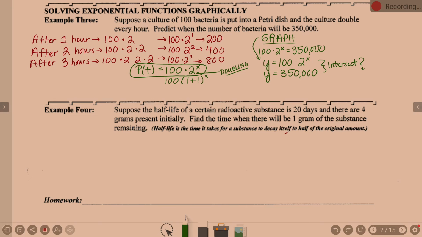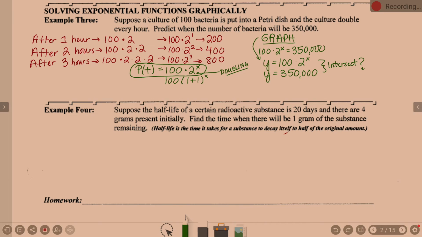100 times 2 to the x and 350,000. I've got both equations typed in. Now, I don't know what I last graphed, so I'm going to do a zoom 6 just to start here because I need something. Now, notice you can see the one equation, right? Y equals 350,000. Can I see that? No, because y equals 350,000 is going to be a straight horizontal line at 350,000. My graph's nowhere near there, is it?